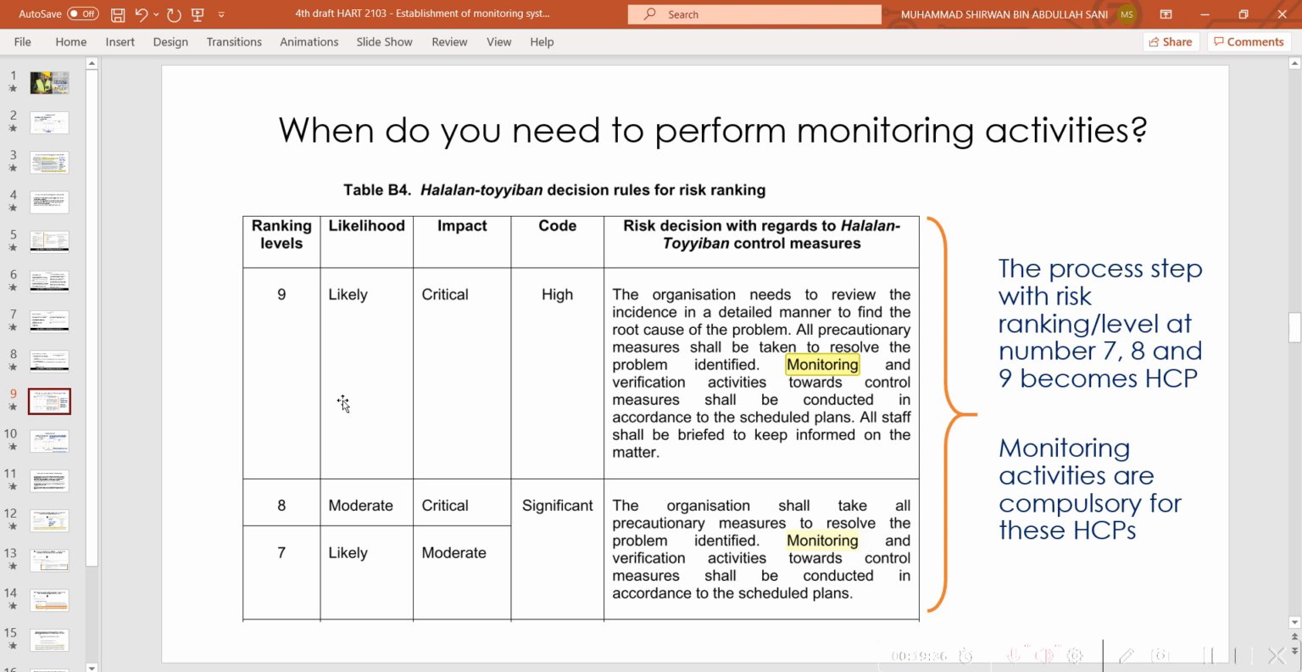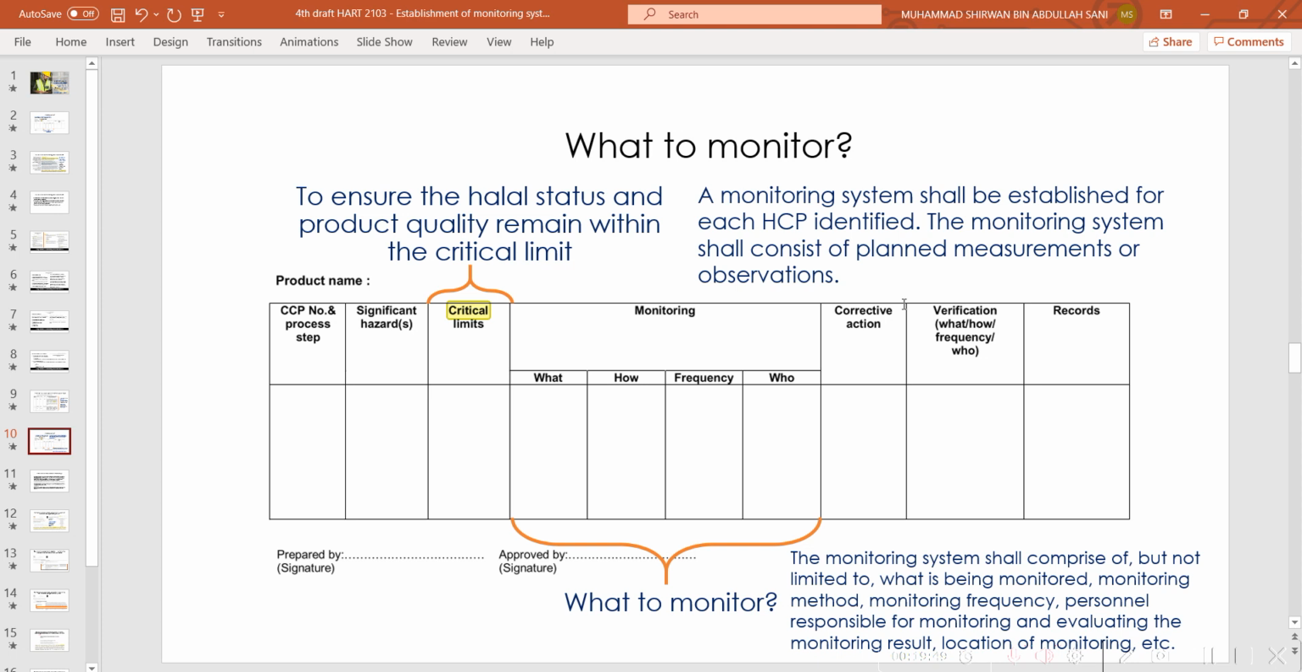So when you need to perform monitoring activities, when you have a step that having a high ranking, which numbers as 7, 8, and 9. Right? So what to monitor? Okay, so a monitoring system shall be established for each HCP identified. We already stated in the previous slide. This monitoring system shall consist of plan, measurements, or observation. For example, on the freezer and chiller, you need to monitor and then measure the temperature.